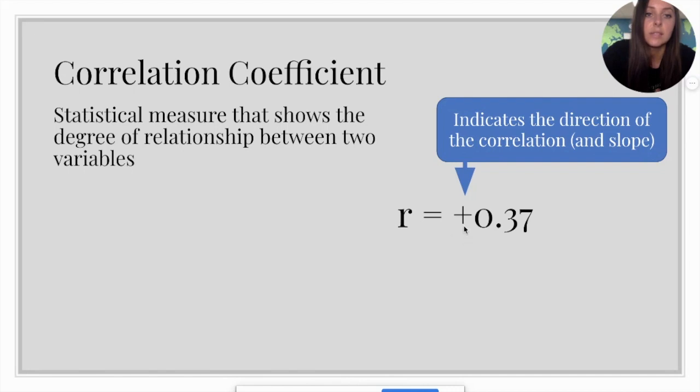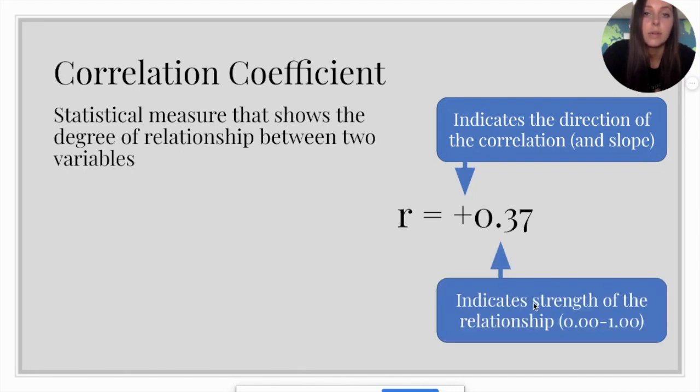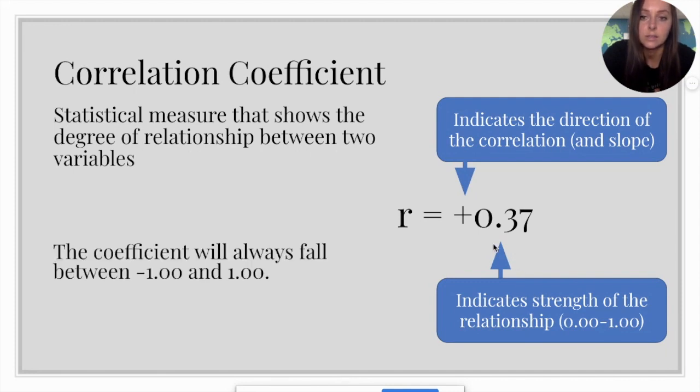So like I said, the plus indicates the direction, and then the number indicates the strength. So the closer that number is to 1, the stronger it is. The closer that number is to 0, the weaker it is. And it's always going to fall within -1 to +1. You can't have a correlation of 1.5 or 2.5. It always has to fit in between -1 and +1.